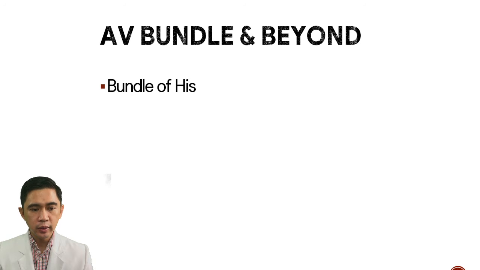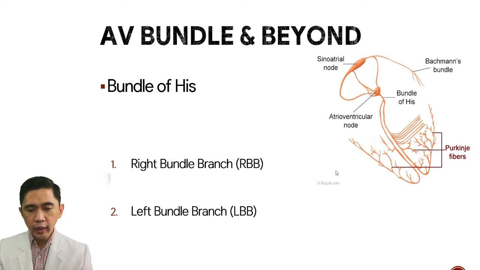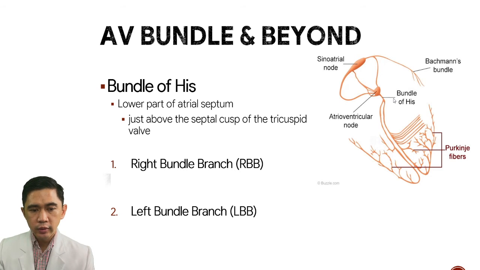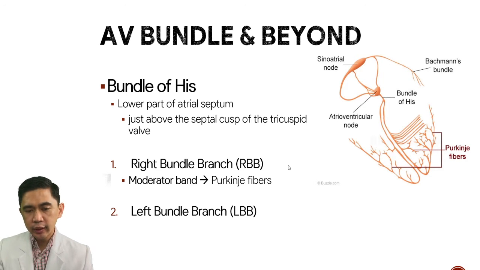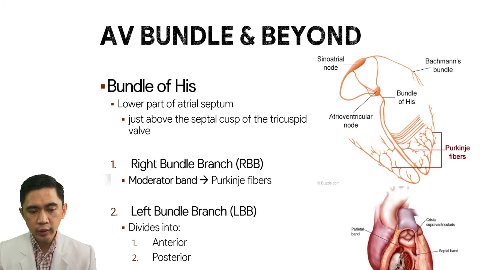From the AV node, the impulses will travel into the bundle of His, down to the right bundle branch and the left bundle branch, and end up ultimately as Purkinje fibers. The bundle of His is found at the lower part of the atrial septum, just above the septal cusp of the tricuspid valve. The right bundle branch has a distinct structure. We call it the moderator band, which we have discussed earlier. So this is the moderator band, and it contains the right bundle branch. The left bundle branch divides into anterior and posterior branches.